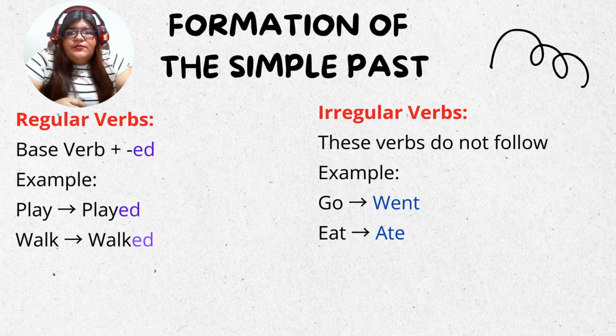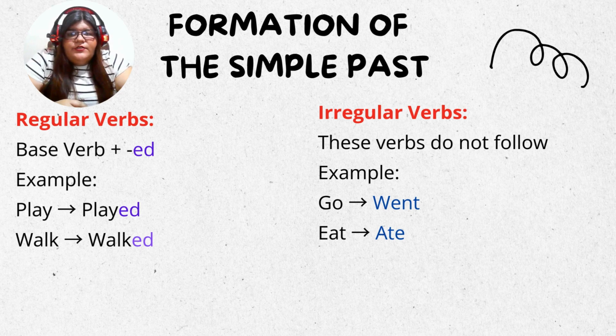In the case of regular verbs, you will add to the base form of the verb ed, right, at the end of the verb. For example, we have here the verb play in its base form, and in past we added ed like the rule says, and it's the verb played. Then we have walk, and we add ed, it transformed to walked.